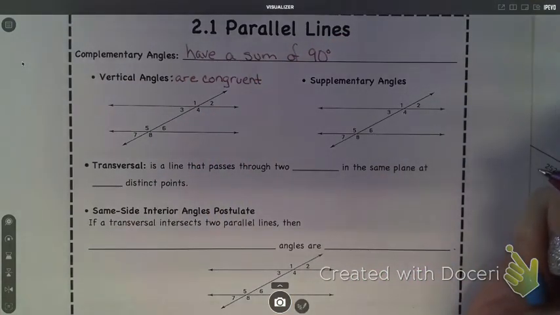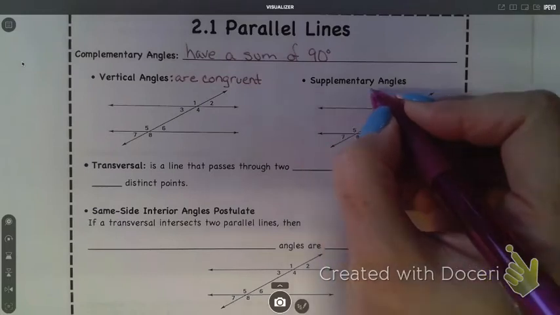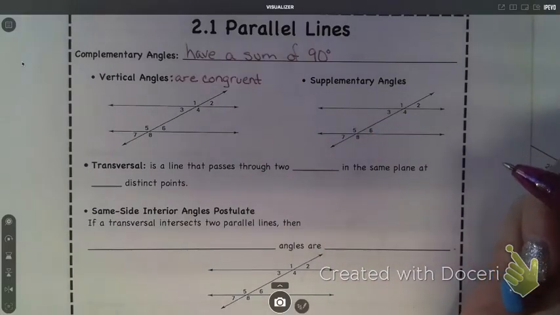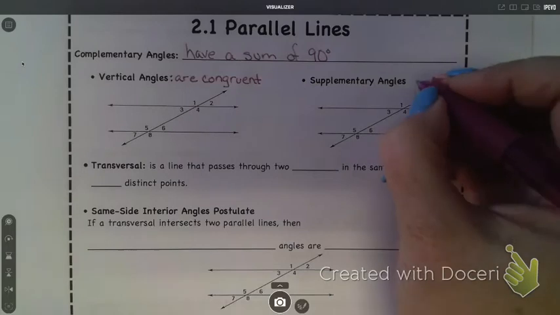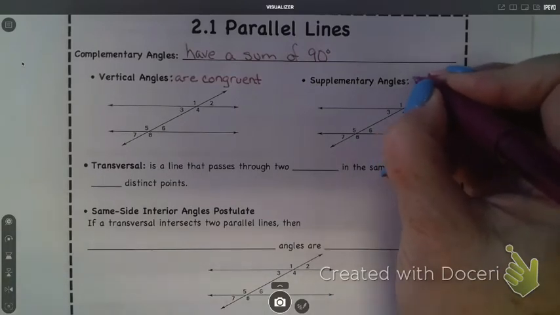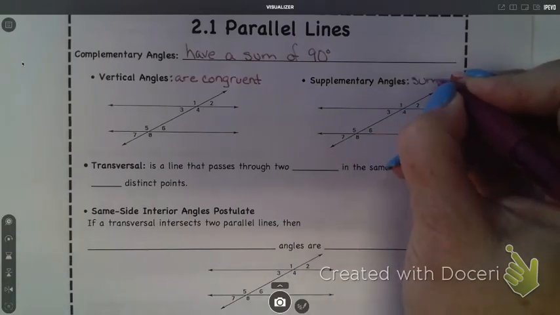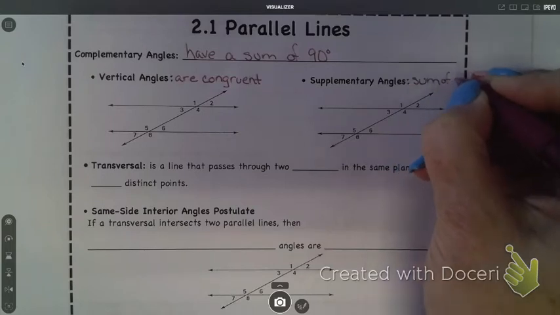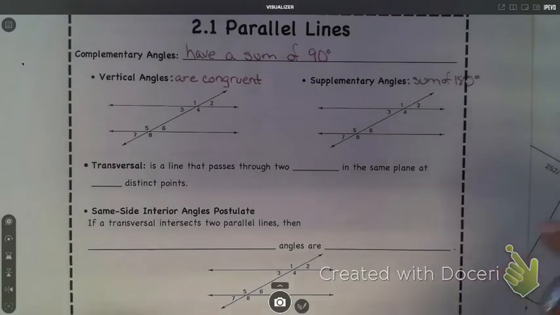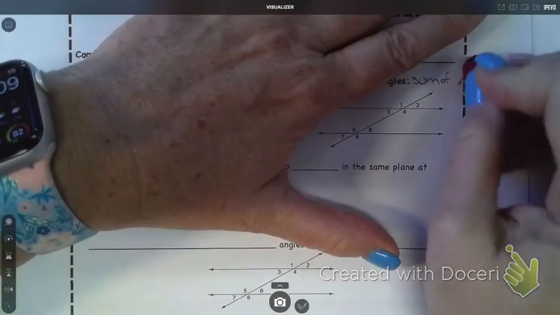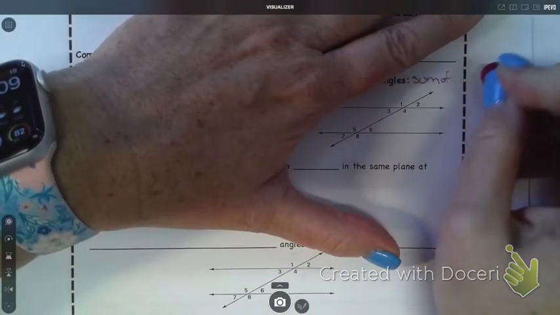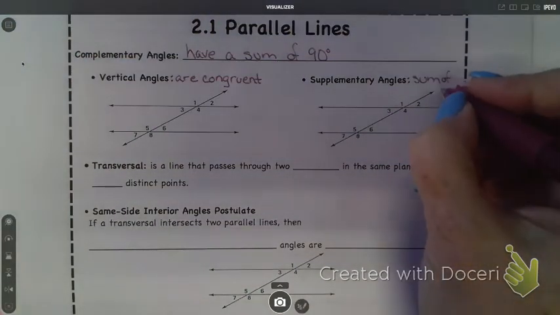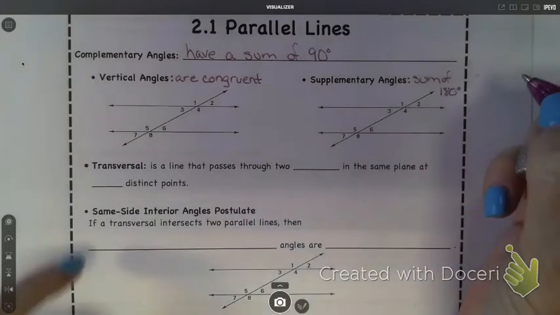Okay. Supplementary angles. What? A sum of 180 degrees. Yes? Some of you missed points on your test because you couldn't manage to put a degree symbol behind angles, and then you put degree symbols behind anything. It was interesting.